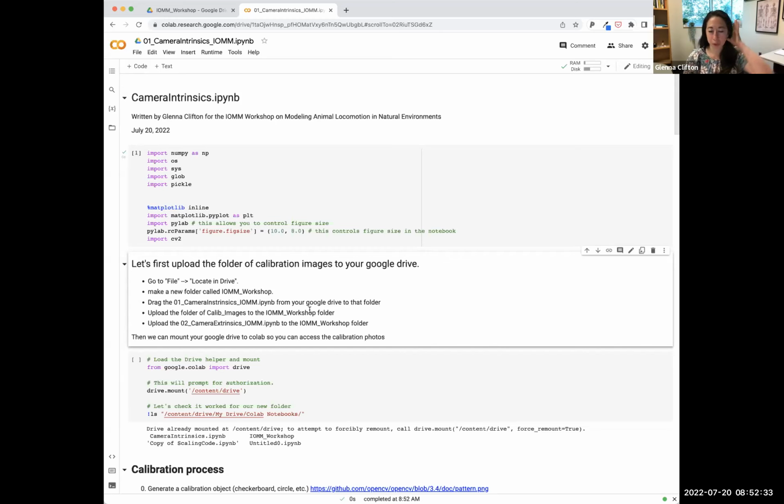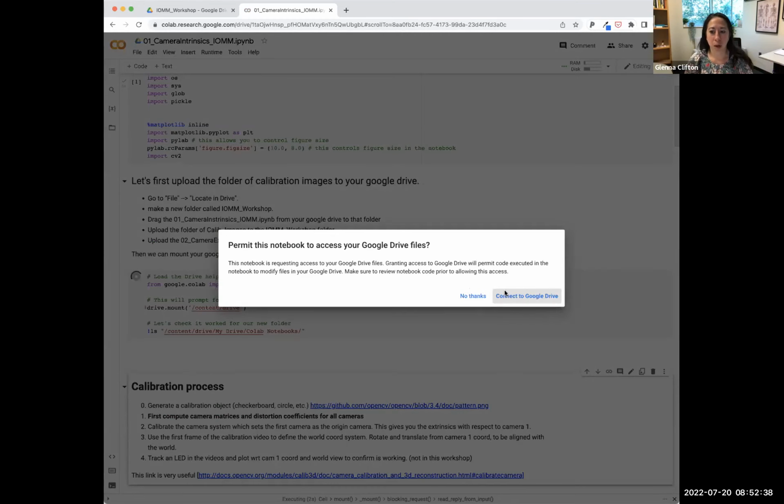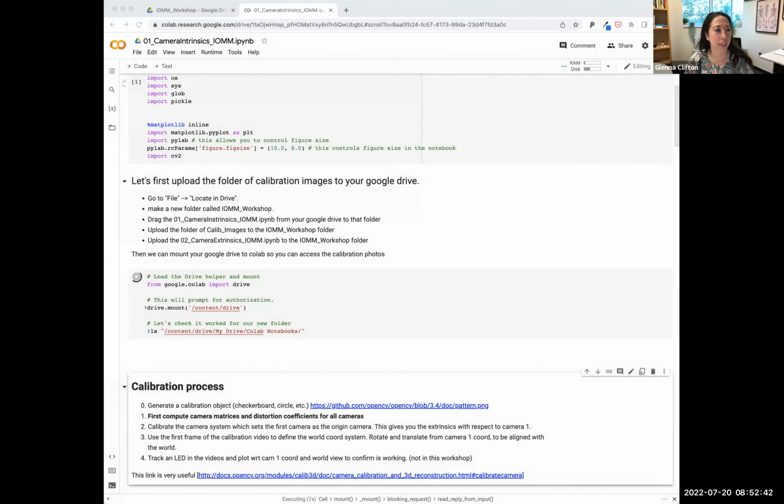So after importing some of the stuff that we need, we're going to load this Google Drive to our document. It's going to ask to make sure that we want to do this. So you're going to have to give it access.